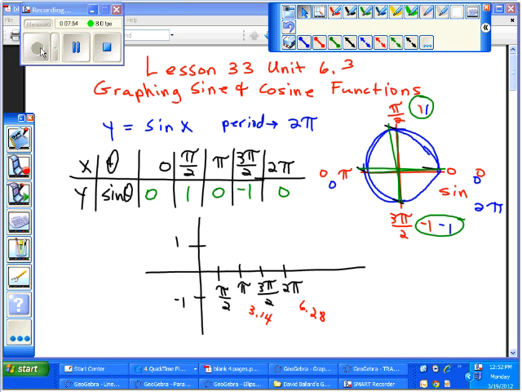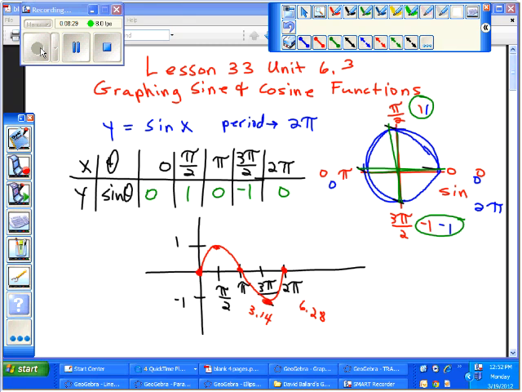Now let's graph this. Let's see what's happening. If we have the sine of 0, what was the sine of 0? 0. So my sine wave starts with a point right there. And then the sine of pi over 2 is 1. There's my maximum. The sine of pi is back to 0. The sine of 3 pi over 2 is -1. There's my minimum. And my sine of 2 pi is back to 0. And so I could actually draw my sine wave, which would look like that.